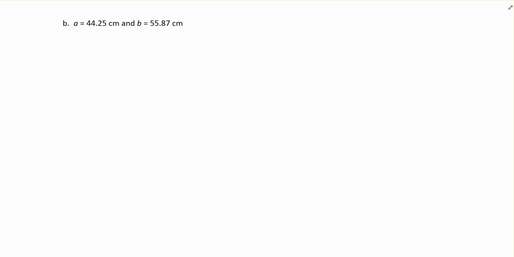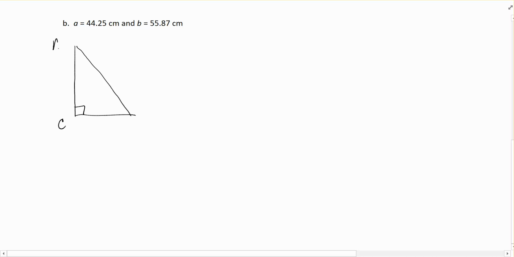Let's look at another example where we're again asked to solve the right triangle ABC. This time, however, I'm only given two sides of the right triangle. So I'm going to go ahead and sketch the triangle just so that I can see what I've got. Again, I'm going to let angle C be the right angle, and I've got my two acute angles A and B listed. So side A falls across from angle A, so I have 44.25 down here, and I have side B listed as 55.87 centimeters over here.